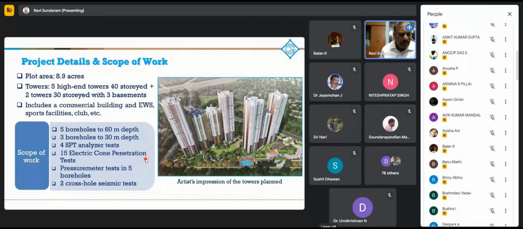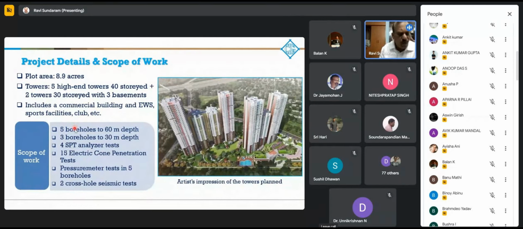So this particular project is in Gurgaon, Haryana. The plot area is 8.9 acres. High-end towers, 5 towers being constructed, 40-story, and 2 towers are 30-story. All have 3 basements. And also some other facilities like commercial buildings and various other things.